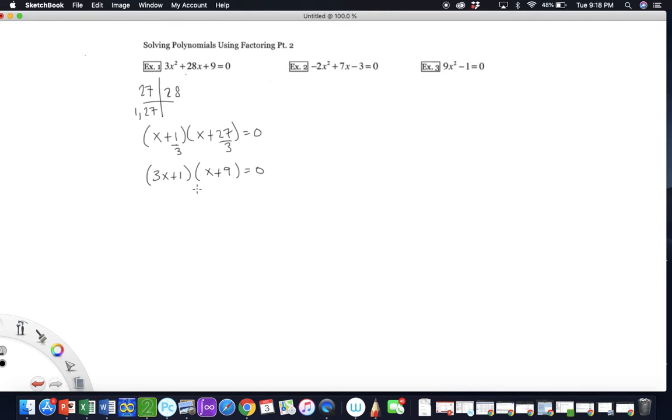This allows me to use the zero product property, which states if I can make one of these binomials equal 0, then I have found one of my solutions. So I go here, x plus 9 equals 0. And again, a two-step equation, really quick. We can just solve for x. So we get x equals negative 1/3, and we get x equals negative 9.